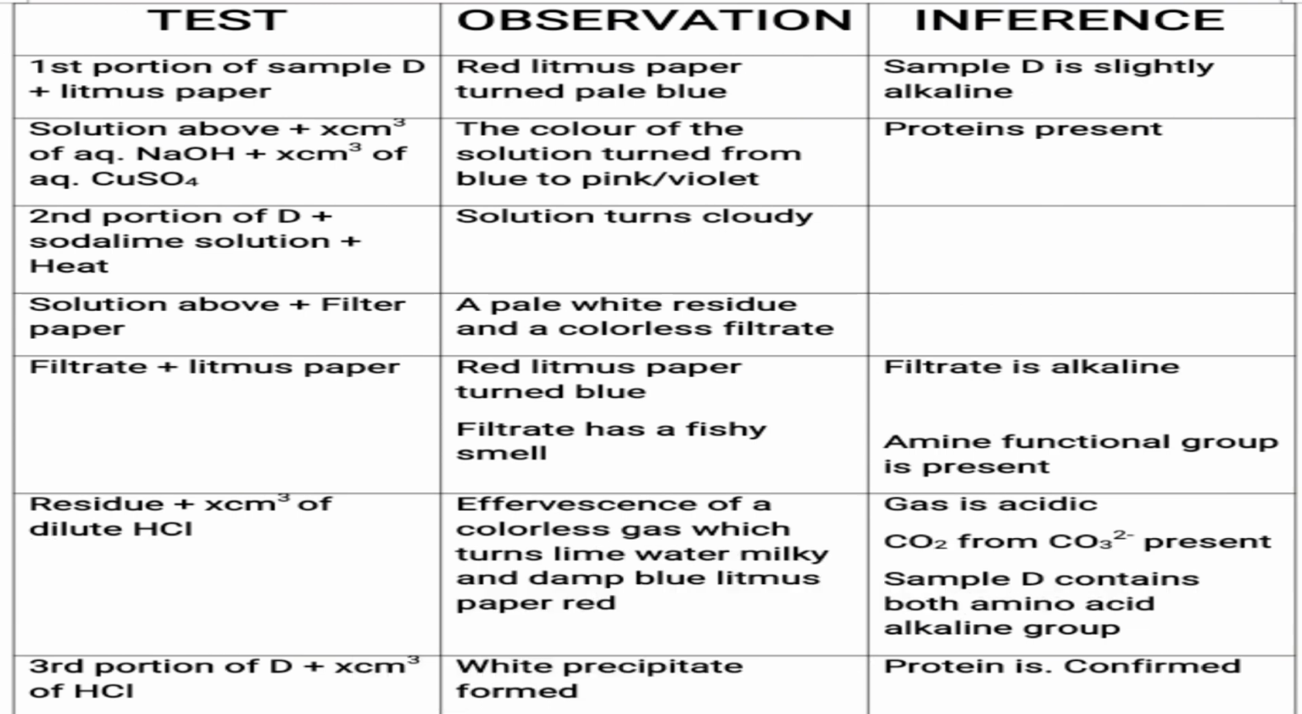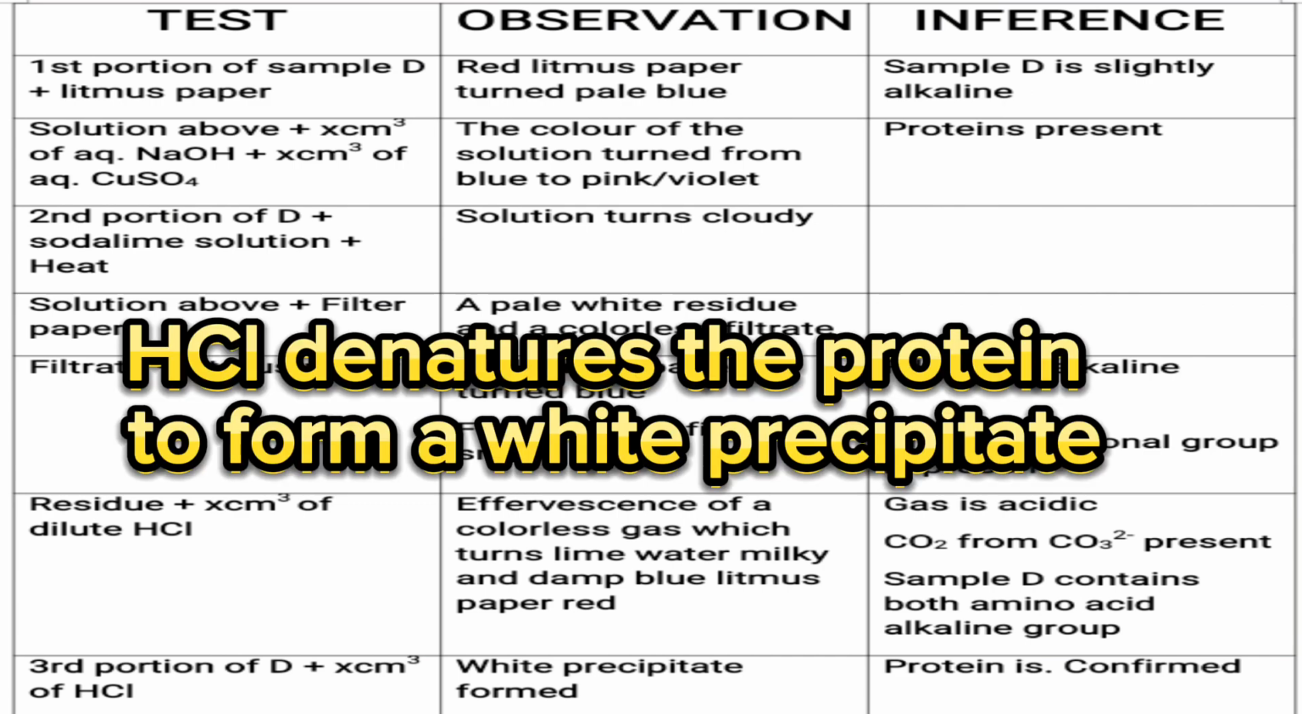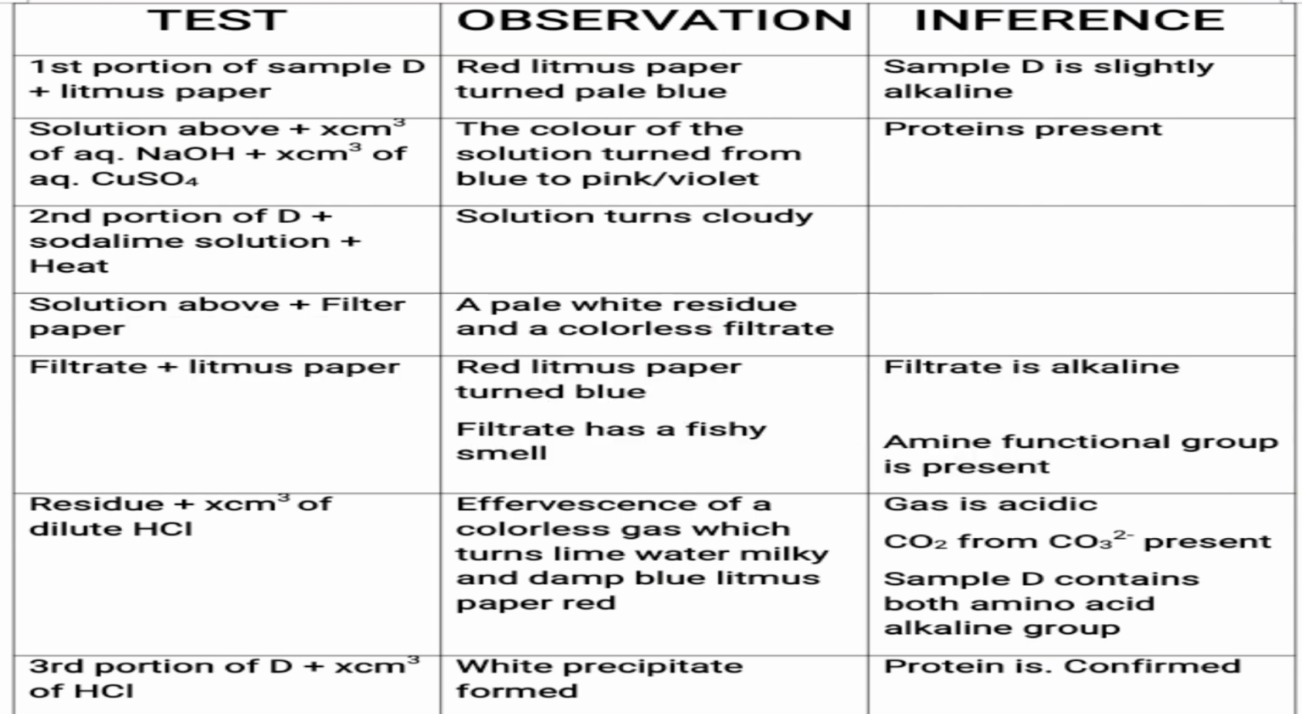Then lastly, to the third portion, add a given volume of HCl. When we do that, we find out that a white precipitate is formed, and that confirms the presence of a protein. Simply, milk is proteinous in nature. Therefore, everything we are trying to test here is to test for the presence of protein as well as the main functional group.